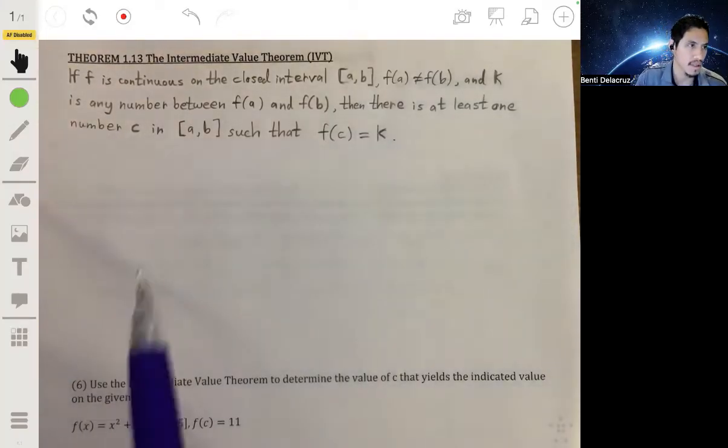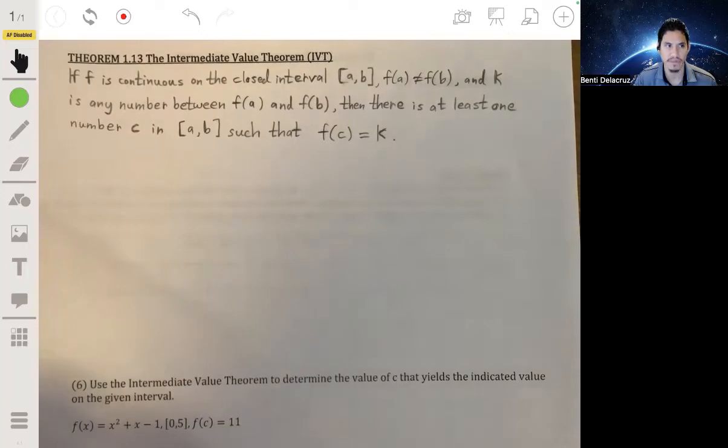Okay, so in this part of the lesson, I'm going to go over the intermediate value theorem. Now, this is very important, especially if you're in AP calculus, because there's usually going to be a free response problem that is going to involve this, and there's usually a couple multiple choice problems that involve it as well.